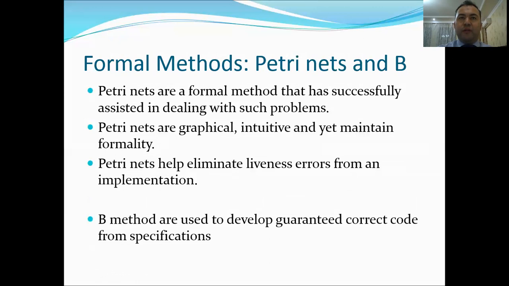Formal methods are often touted as a solution to the problem of complex systems development. There are a large number of case studies that show business process modeling and analysis with Petri nets can greatly assist in eliminating liveness errors from an implementation. Similarly, the B method has had success in developing guaranteed, correct modular code from logical specifications.